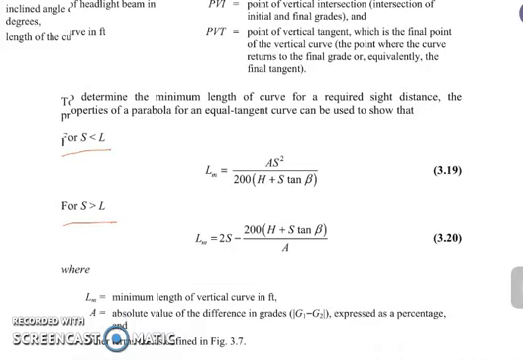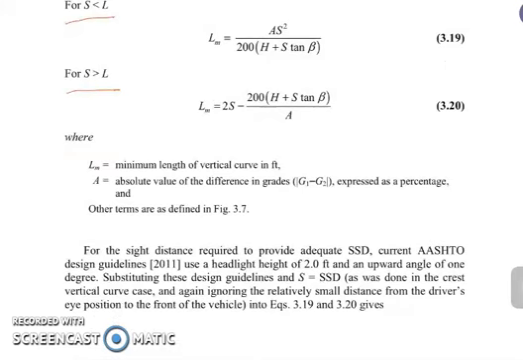We have to take note, of course, that our L sub M is the minimum length of the vertical curve. In this case, we are talking about our sag vertical curve, and our A is the absolute value of the difference in grade, that is G1 minus G2.